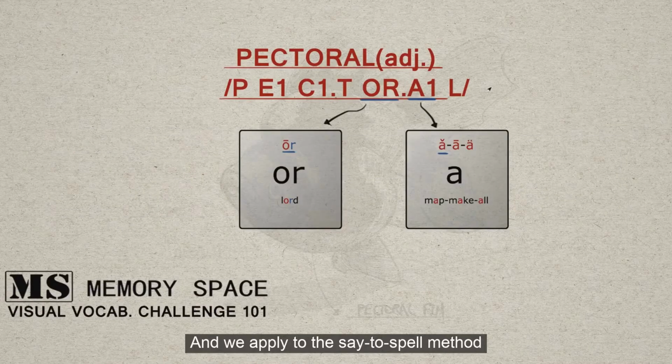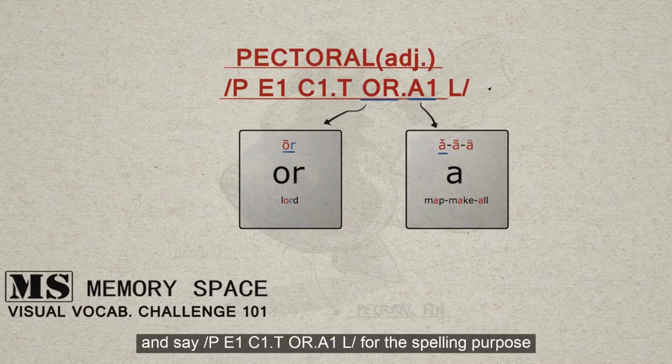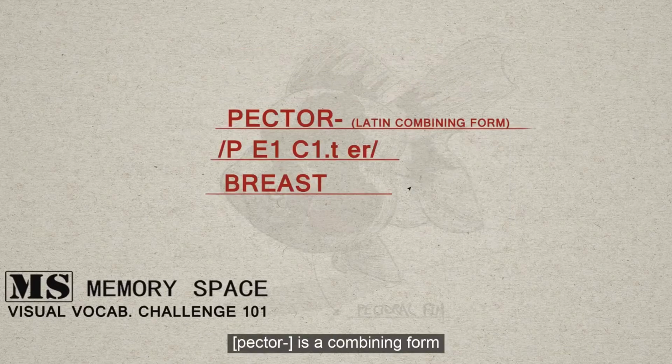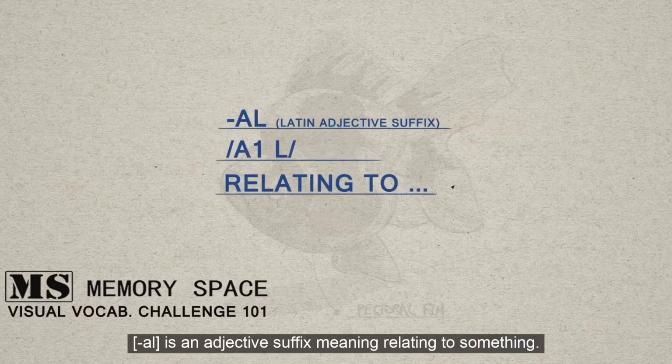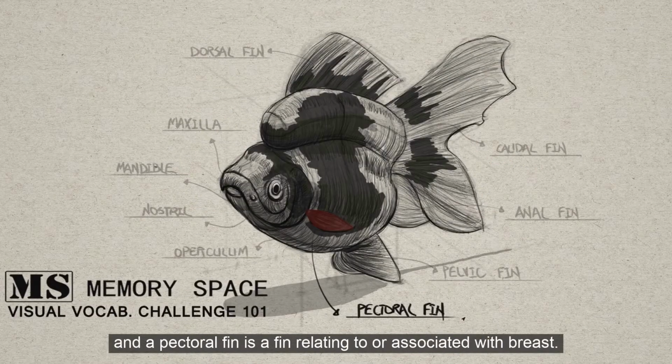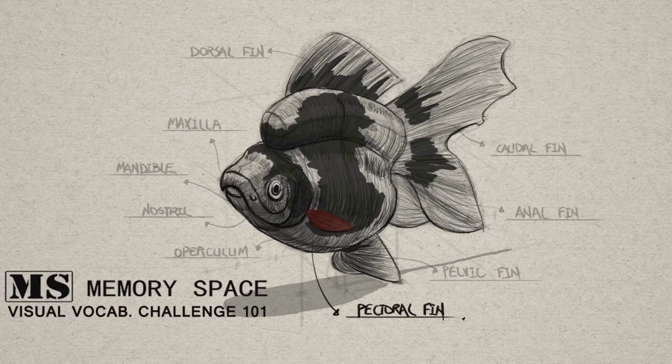And we apply the say to spell method and say pectoral for spelling purpose by putting a stress on all syllables. Pector is a combining form, meaning breast. L is an adjective suffix, meaning relating to something. So pectoral means relating to breast. And a pectoral fin is a fin relating to or associated with breast.